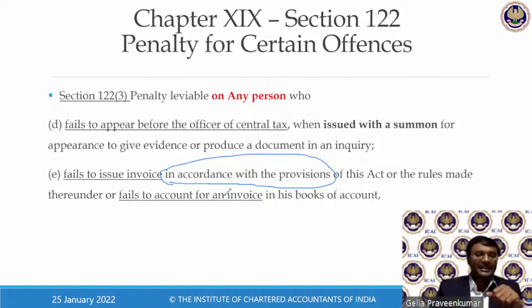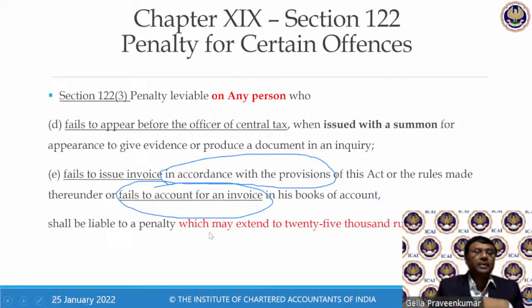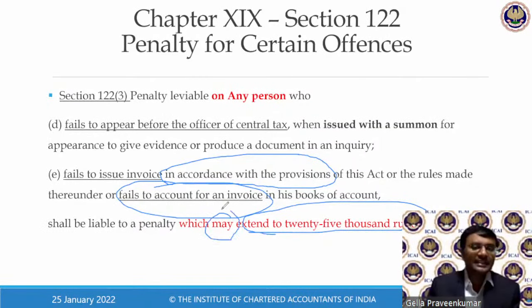So in these cases, or fails to account for an invoice. I have not accounted an invoice in a particular books of accounts. Assuming that this is an RCM, assuming that this is not taxable, shall be liable to a penalty which may extend up to 25,000 rupees. So this 122.3 is not a direct hit provision. It is an indirect hit provision, which is not very harsh or penalizing. It is in general, where the officer may, it doesn't say shall.